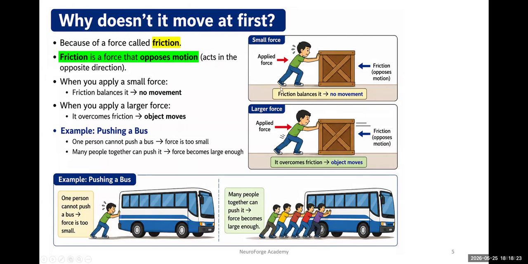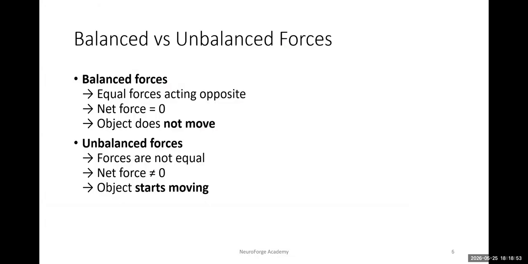Here you can see the applied force in the direction we want to move. Friction is opposed to the motion. Here we apply a large force, represented with the big arrow. This is actually exceeding the frictional force. Then it starts to move in the way we actually want. Then, balanced versus unbalanced forces. What is that? Balanced forces mean equal and opposite, and the net force is 0.